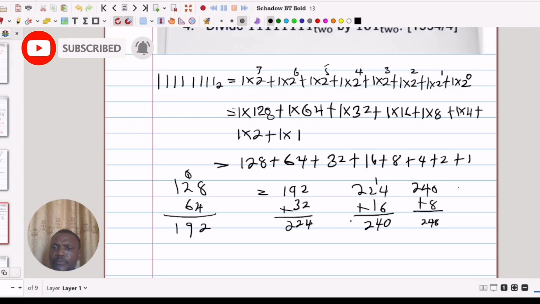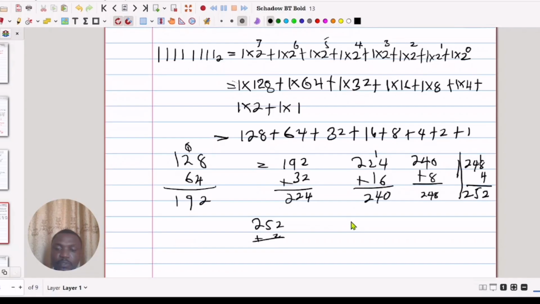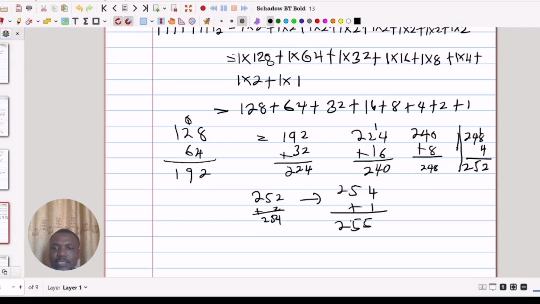Now, 248 plus 4. 8 plus 4, that will be 12. Keep 1. 4 plus 1, that will be 252. Now, 252 plus 2, that will be 254. Then 254 plus 1. I know that this is quite long. That will give you 255. So the answer is 255 in base 10.